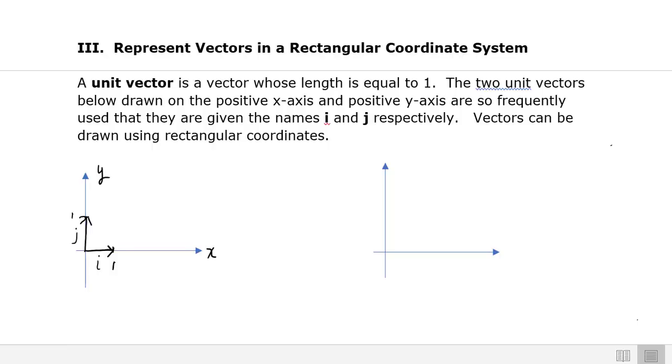In this section, we're going to look at representing vectors in a rectangular coordinate system. We're going to start off by introducing what's called a unit vector. And a unit vector is any vector whose length is equal to 1, or whose magnitude is equal to 1.